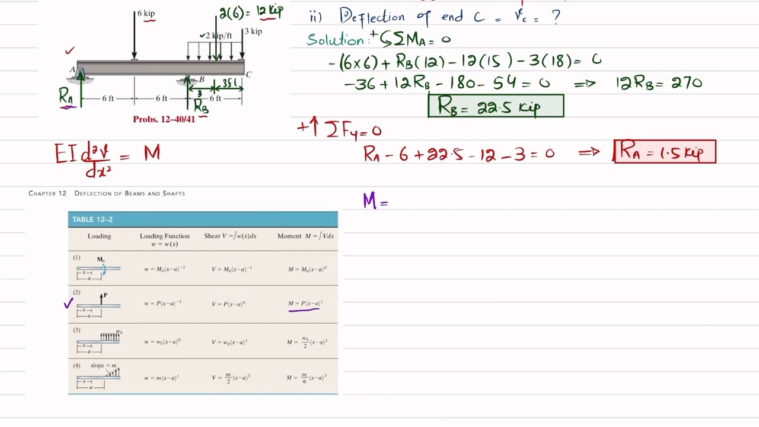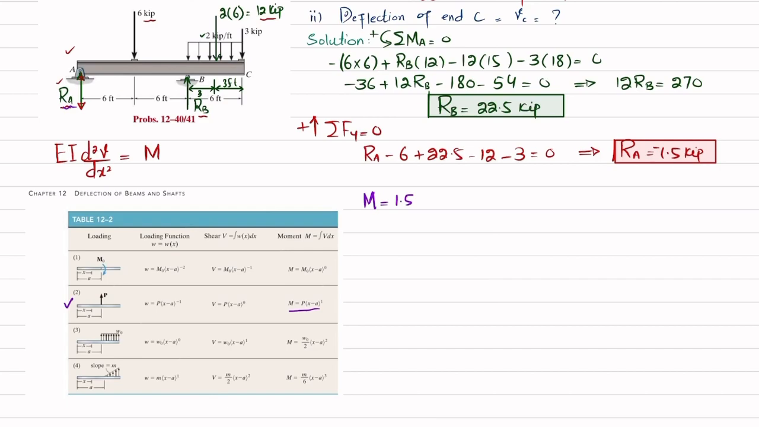The load is upward, so it will be positive. So P will be replaced with RA, and RA is 1.5. So kindly make a correction. This RA is negative. It means that our assumed direction, which was upward, was wrong. So RA should be in the downward direction.